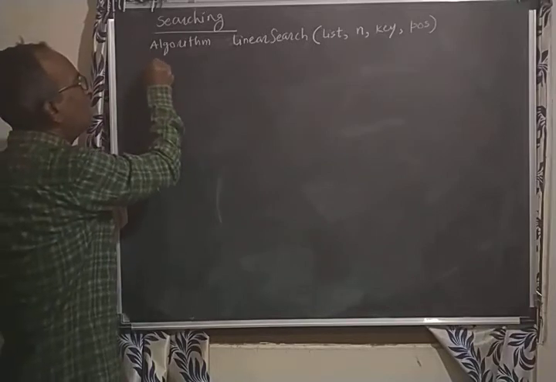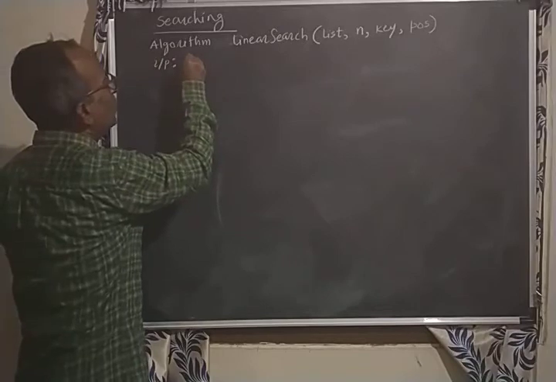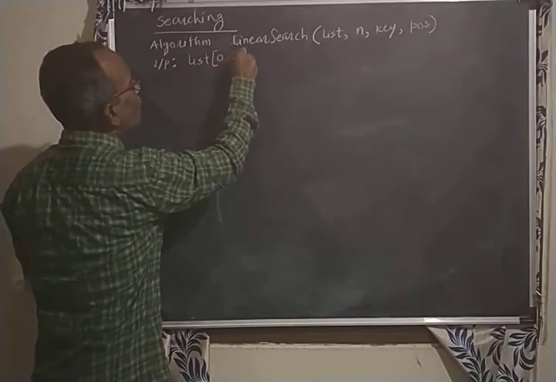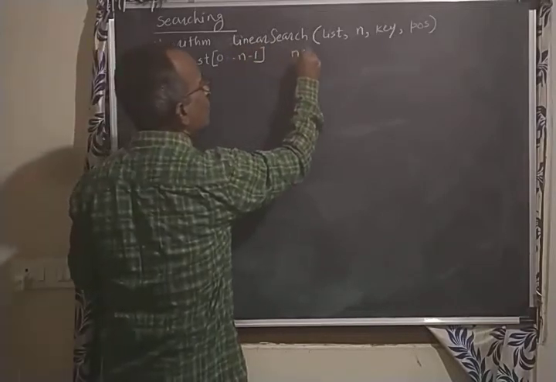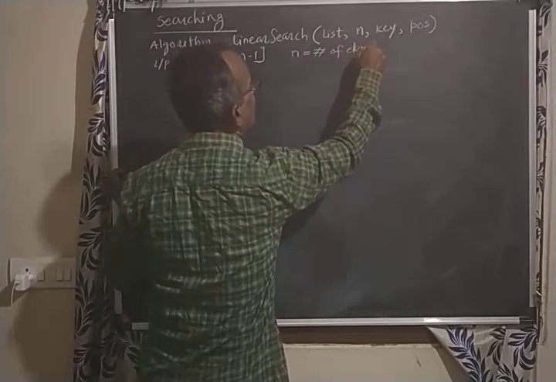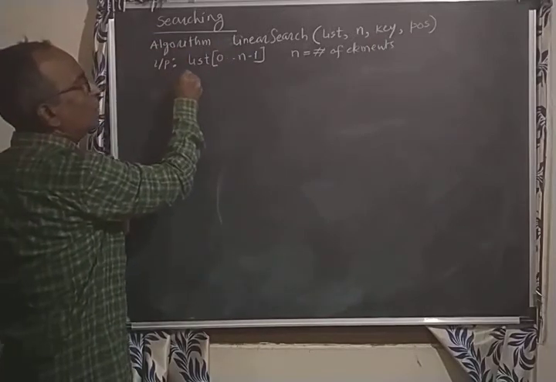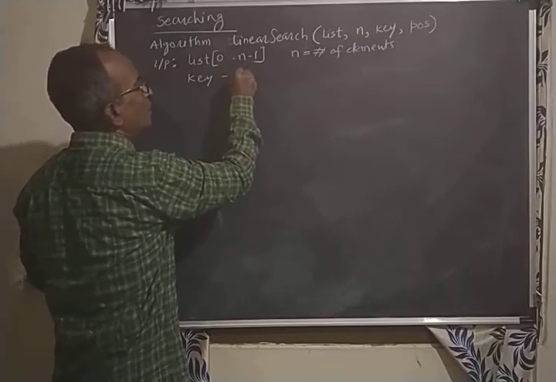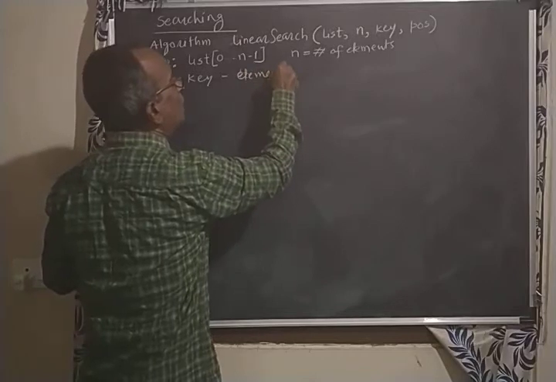So in an algorithm, what we generally write is, what is the input? Input is the list, an array from 0 to n minus 1 elements, where n is the number of elements in the list. Then key, what is key? Key is the element to be searched.